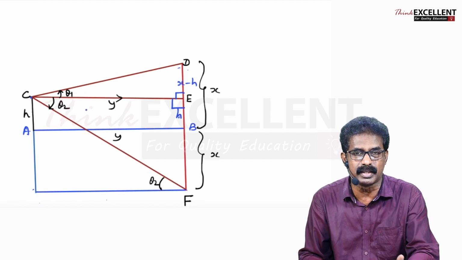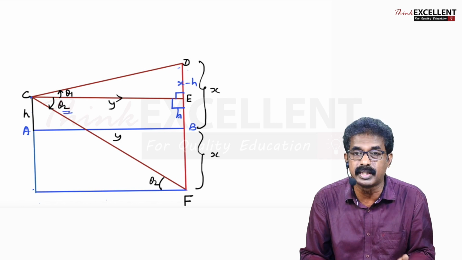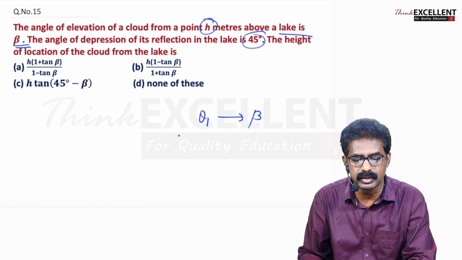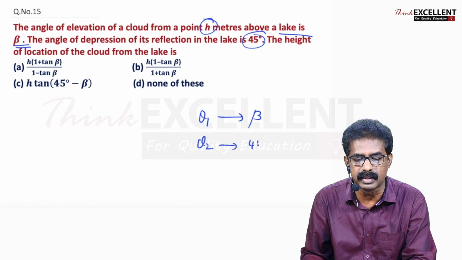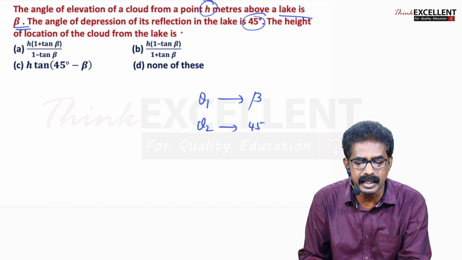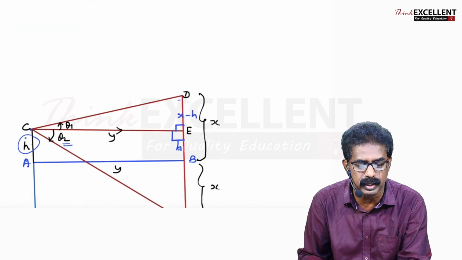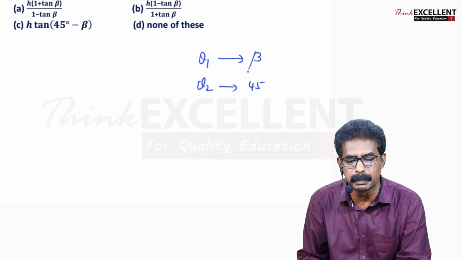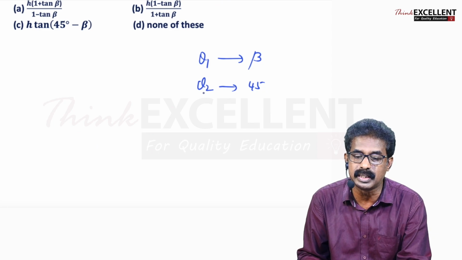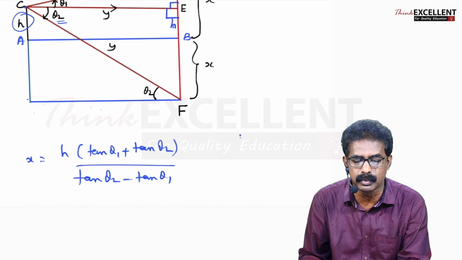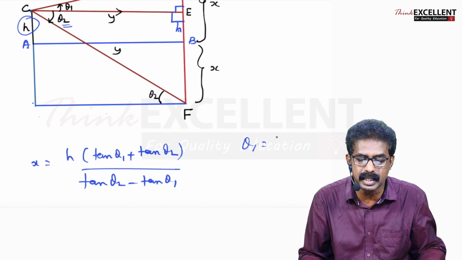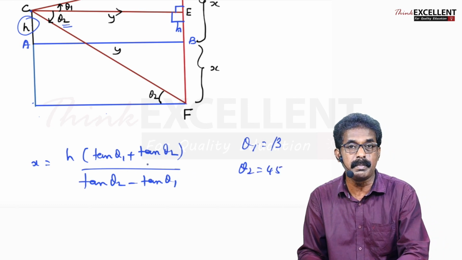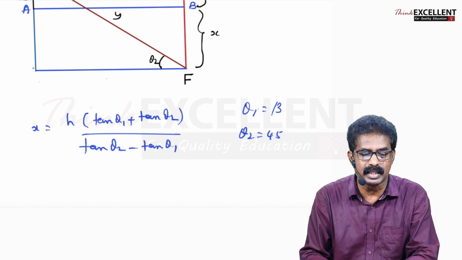In the earlier question it is theta 2, but here instead of theta 2, they have given 45, right? And the height is h meter. Here also it is h only, no change. So instead of theta 1, we have to use beta, and instead of theta 2, we have to use 45. So if you remember the answer, you can do it very easily, right?